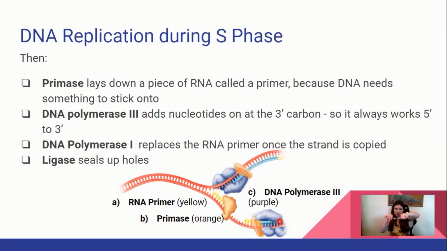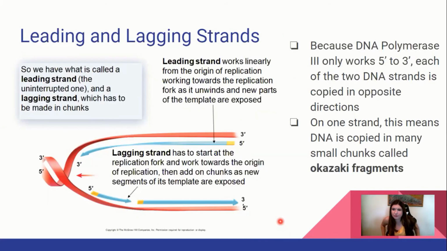So if we had our primer, right, we had our new DNA here, we pull off the primer, we put on some DNA here, we're going to end up with a hole basically between neighboring chunks. We're going to seal them up with ligase. So that's a pretty basic process for copying either of our parent strands.